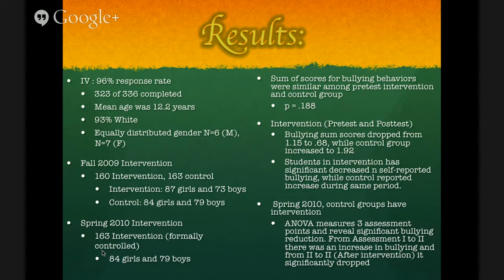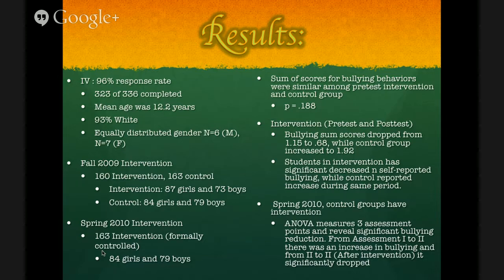The sum of the scores for bullying behaviors were similar among pre-test intervention and the control group. So the first intervention group and the first control group, when they took the test, the scores were about the same. The intervention between pre-test and post-test, bullying scores dropped from 1.15 to 0.68, while the control group increased to 1.92. Students in intervention significantly dropped self-reported bullying, while control group reported an increase during that same period.